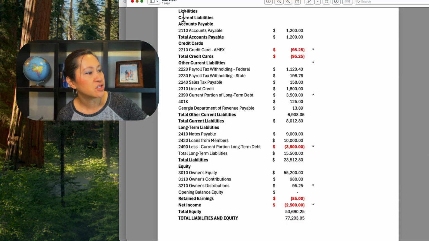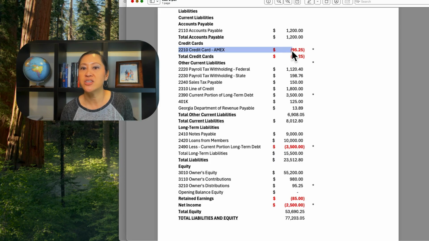Let's check out this balance sheet. First thing I see, negative credit card balance. That should never happen. It usually means we paid more than we charged, or the account was set up wrong. Maybe it's a debit card. Maybe the debits and credits are flipped. Either way, we need to dig in.